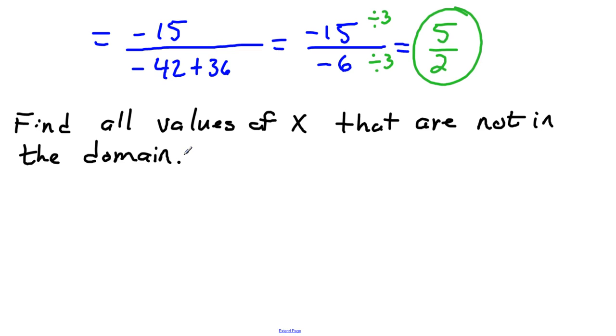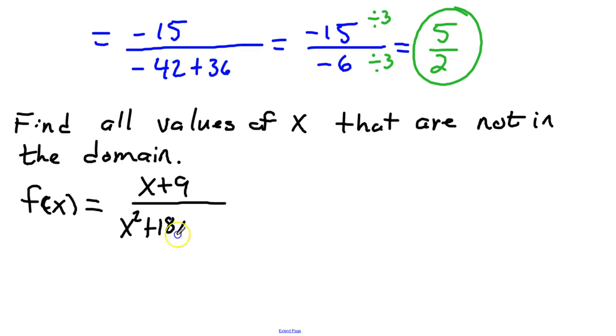And again, the biggest difference is this time, instead of last time where it was just x plus 2 over x minus 8, this one, they're going to bump up the values just a little bit. So now we're looking at something like this, where we've got f of x is equal to, let's go with, x plus 9 over x squared plus 18x plus 81.